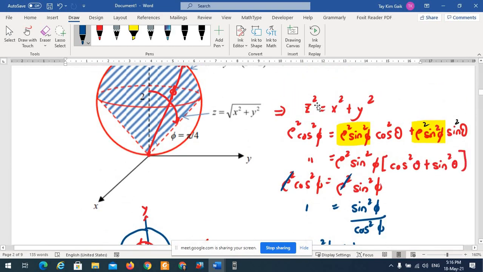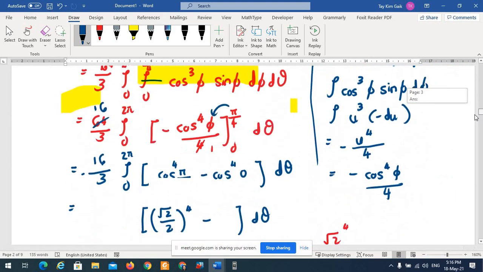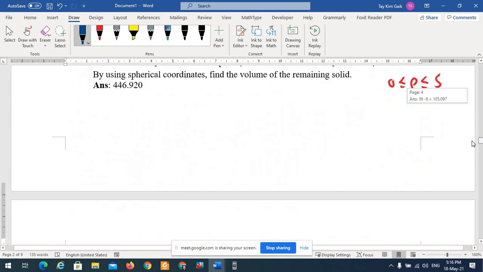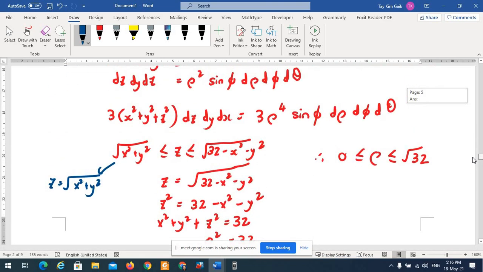The cone equation: z equals square root of x squared plus y squared. Square both sides, plug in z as rho cos phi, x as rho sin phi cos theta, and y as rho sin phi sin theta. Simplify and you get phi is pi over 4, so phi goes from 0 up to pi over 4. That is from the lower limit of z. From the upper surface, rho is from 0 up to square root of 32.